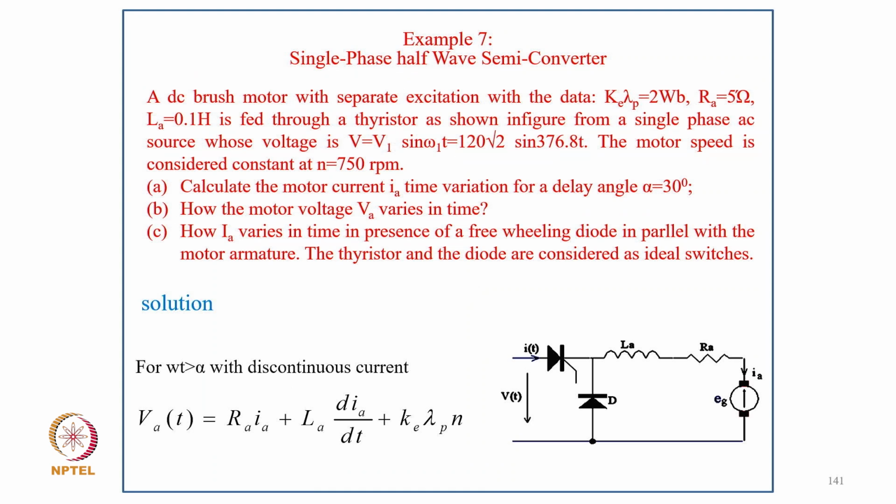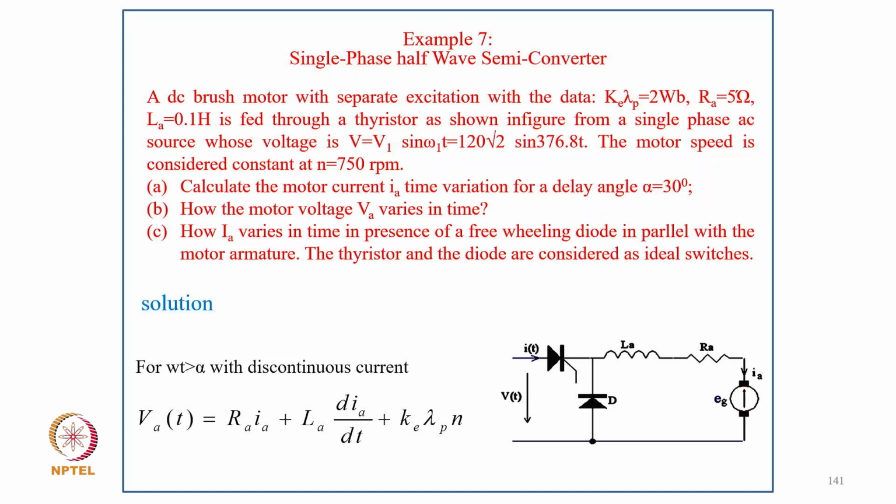Coming to example 7, with single phase half wave semi converter. A DC brush motor with separate excitation shown in the figure is with the data K E lambda P equal to 2 Weber, R equal to 5 ohm, L equal to 0.1 Henry. It is fed through thyristor as shown in figure from single phase AC source, V1 sin omega t, 120 into root 2, sin 376.8 t. Motor speed considered at n equal to 750.